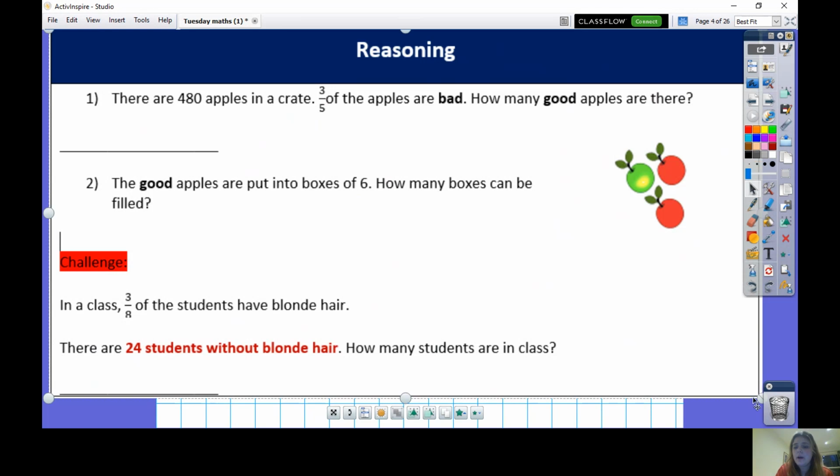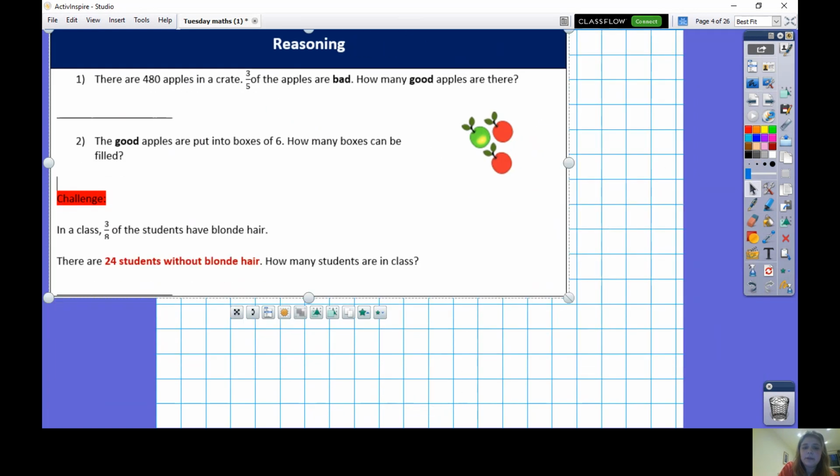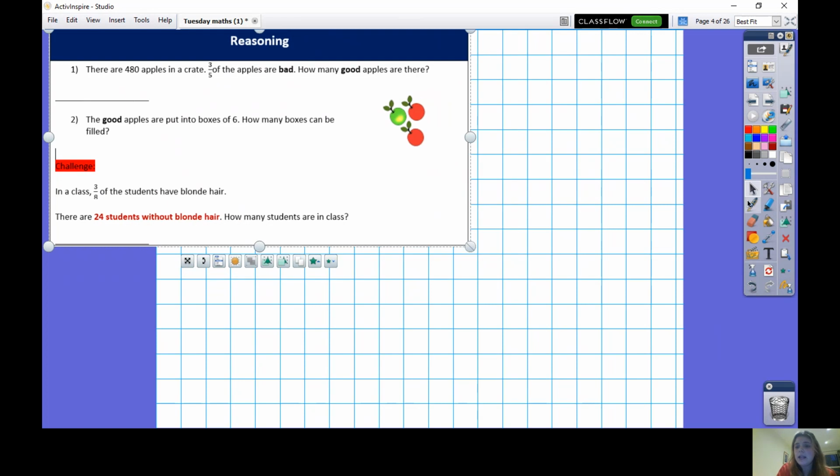Can I ask you to make sure you've answered all 6 of those questions, and if you haven't, please make sure you pause the video now and have a go. Okay, so in question 1, we were looking for how many good apples there are. You could either have found 3/5 of 480 and then subtracted that, because I'm not looking for the bad apples. So you could find the bad apples and then subtract them.